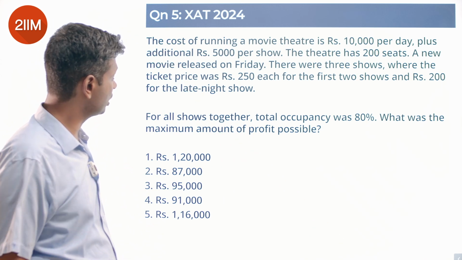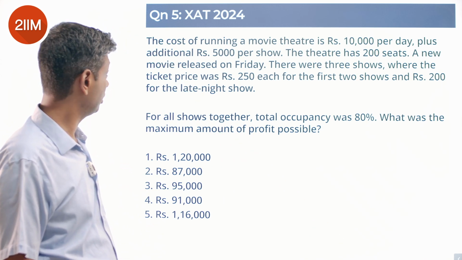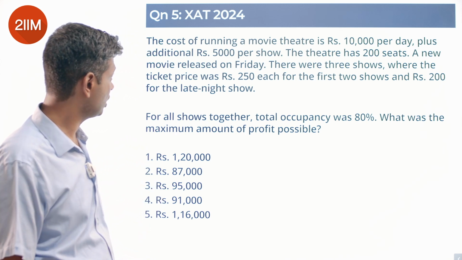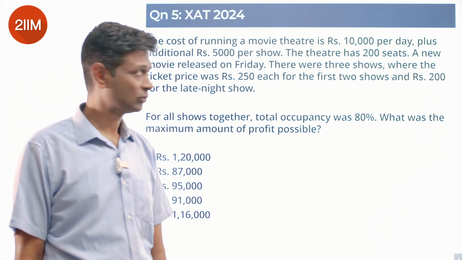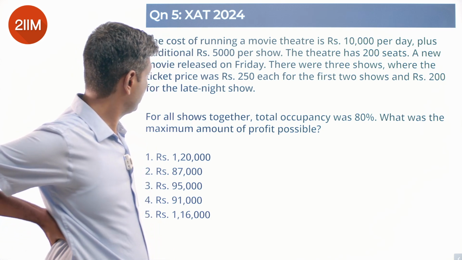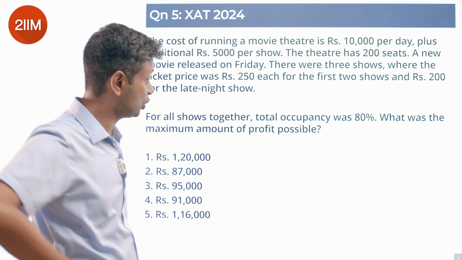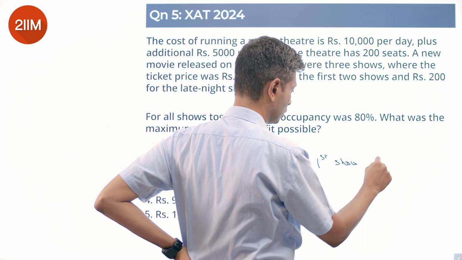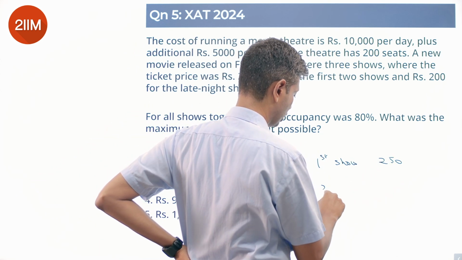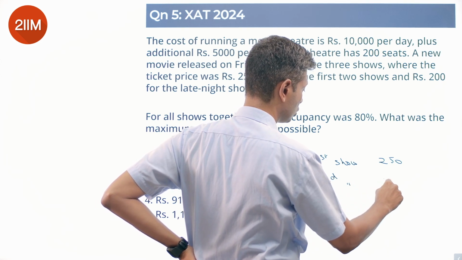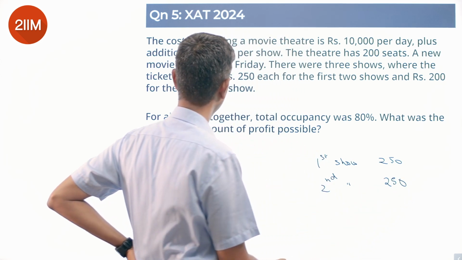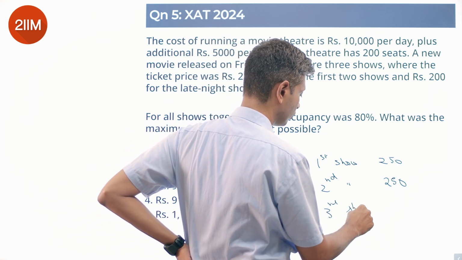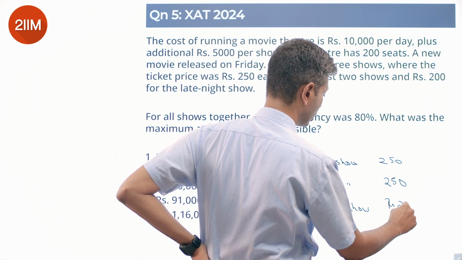The cost of running a movie theatre is 10,000 rupees per day plus additional 5,000 per show. The theatre has 200 seats. A new movie is released on Friday. There were 3 shows where the ticket price was 250 for each of the first 2 shows. So first show is 250, second is 250 and rupees 200 for the late night show. Third show is rupees 200.